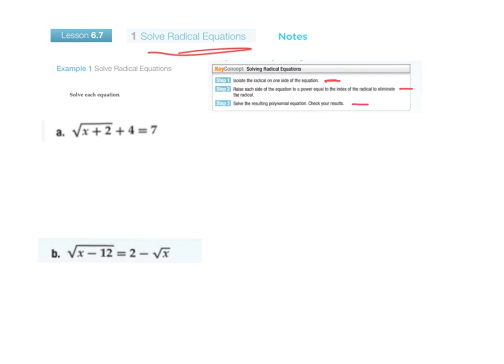So the first thing is we have this plus 4 that's outside the radical. That's what they mean by isolate the radical. So the first thing I need to do is subtract that 4 to the other side to get my radical x plus 2 by itself, and I have 3.